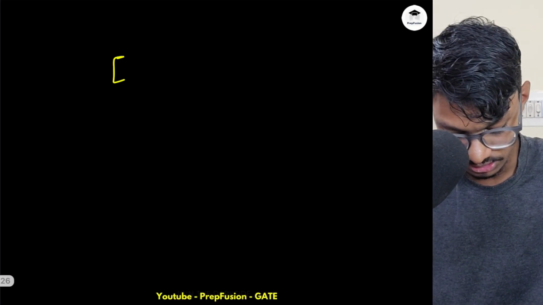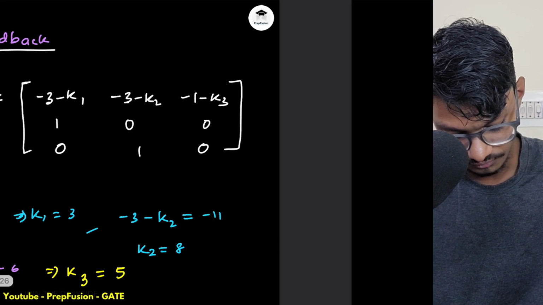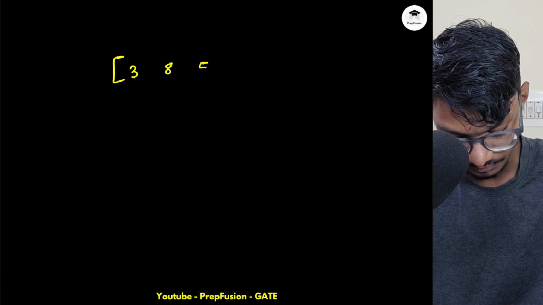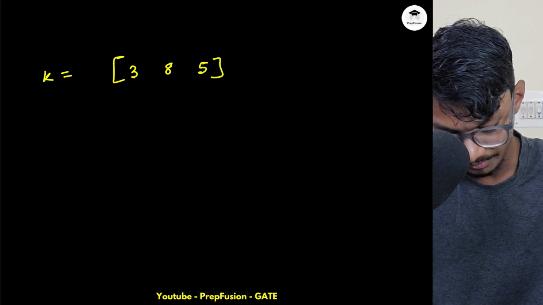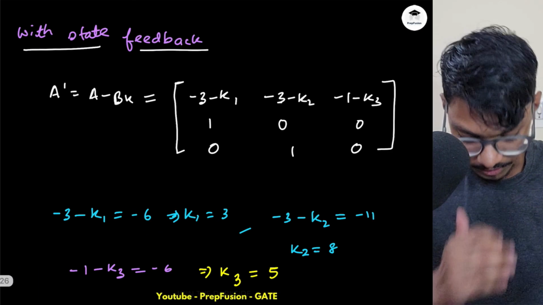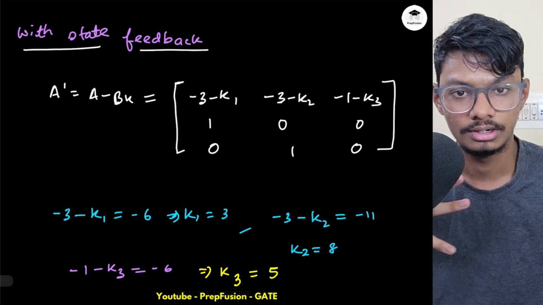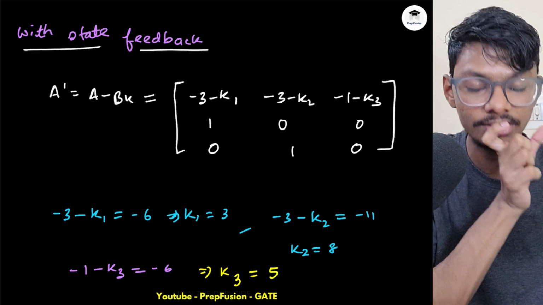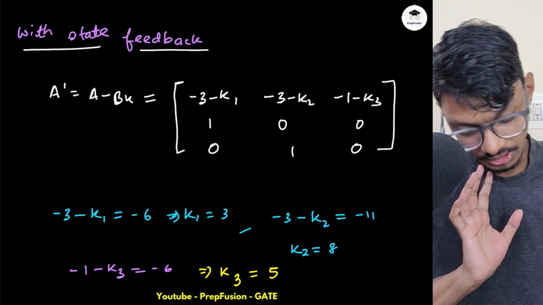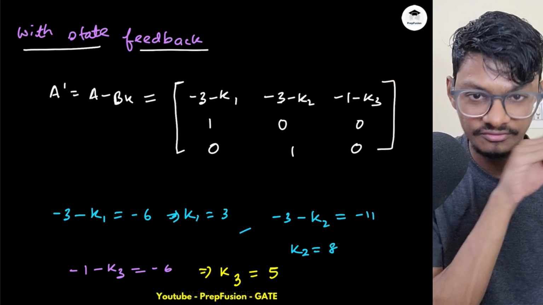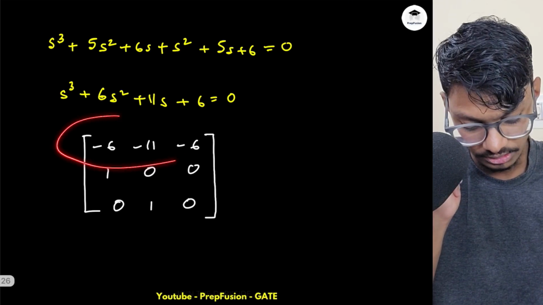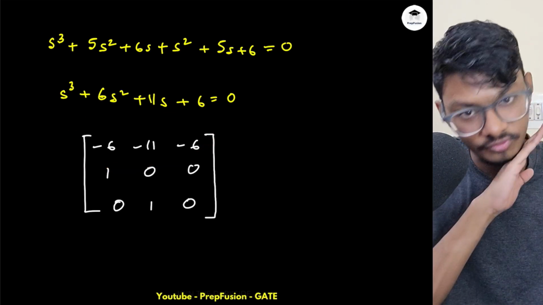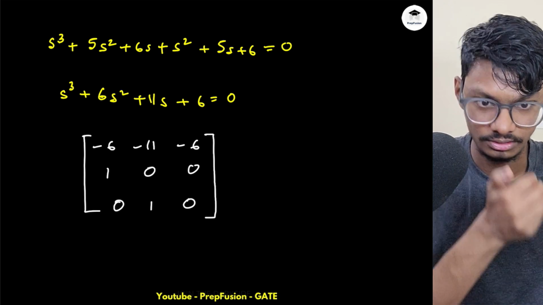Okay, so this is 3 and this is 8 and this is 5. This is my feedback matrix that I need to place. So easy, right? This is the system that I was talking about. If you have a controllable canonical system, then you can simply write this and compare the first row with the desired characteristic equation, and we will directly find the values of K.